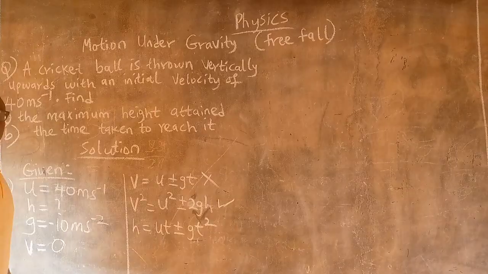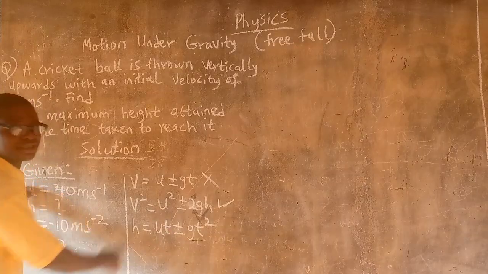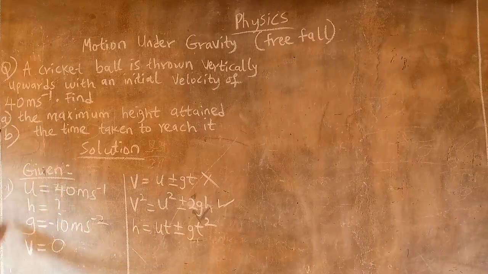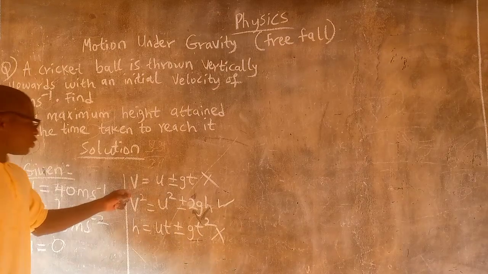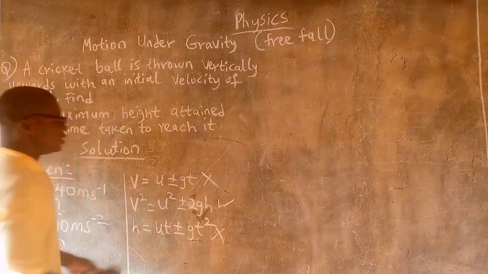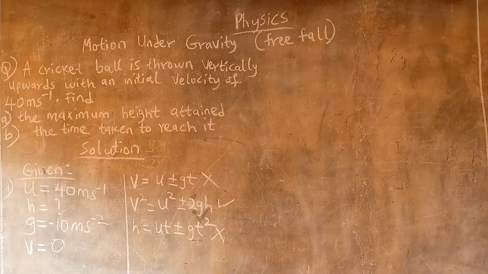Let me check whether this equation can be used. Height, there is height here. U, there is u here, t, which is time. There is no variable called time here. So this equation can be used. Therefore, this second equation is the equation that we can use to calculate the maximum height of the cricket ball.